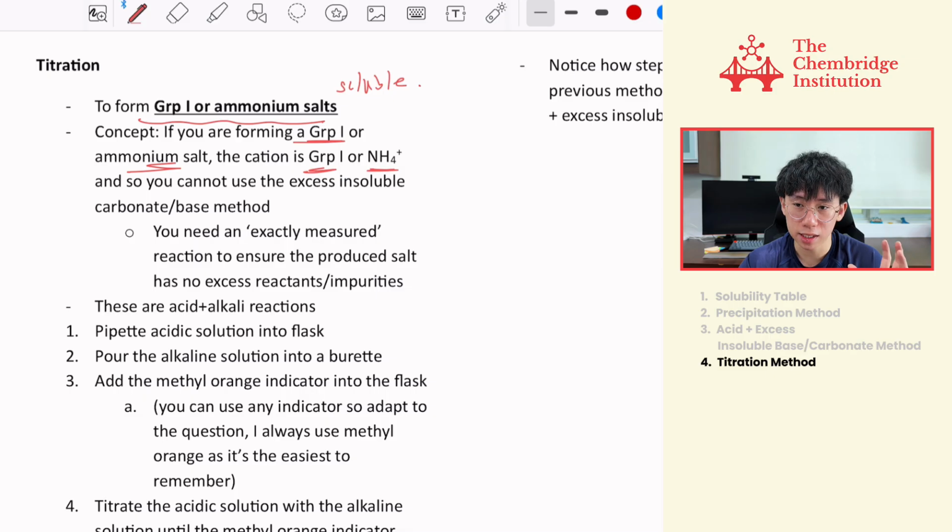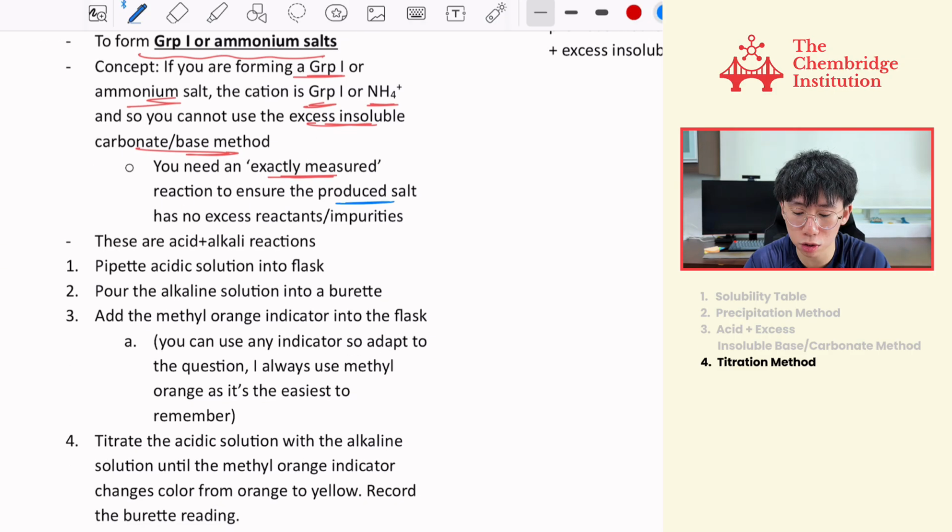Because the cation is one of these few, you cannot use the excess insoluble carbonate or base method, because you don't have an insoluble base or carbonate with the group 1 cation or ammonium cation. So because of this, you need to use another method. You need to use an exactly measured method to ensure the produced salt has no excess reactants or impurities. We will use titration for this method because you will have an exact reaction from this. In general, these are acid plus alkali reactions. You don't really want to use any other kind of reactions for this case.